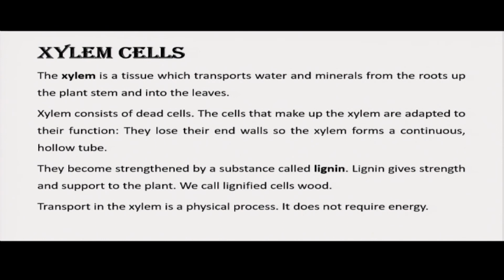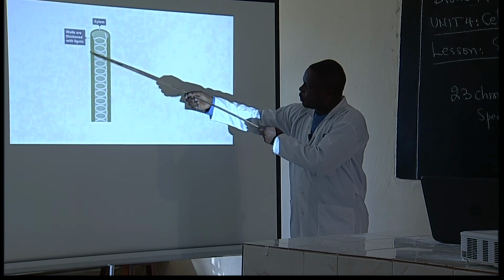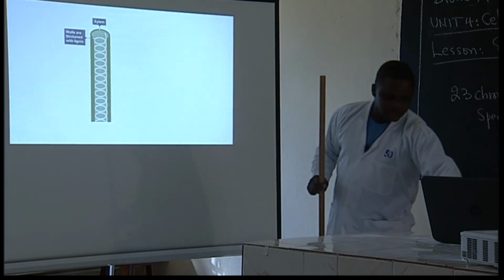Then they also have tracheid cells which are elongated. They are very long to provide enough space for movement of water. Xylem cells are specialized to perform particular functions. This is the xylem cell, the xylem vessel, and you can see the walls are thick and they are made up of lignin, which strengthens them.